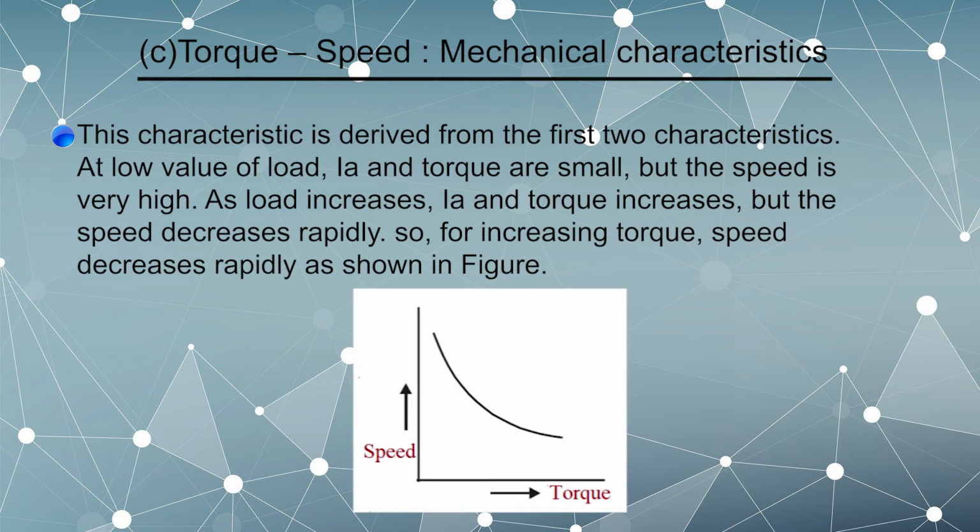This characteristic is derived from the first two characteristics. At low value of load, armature current Ia and torque are small, but the speed is very high. As load increases, Ia and torque increase, but the speed decreases rapidly. So for increasing torque, speed decreases rapidly as shown in the figure.